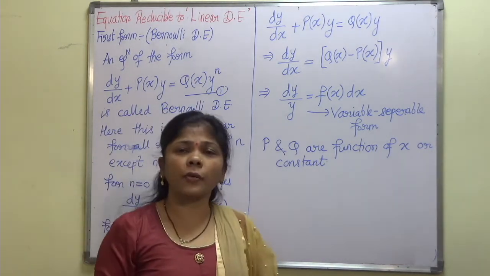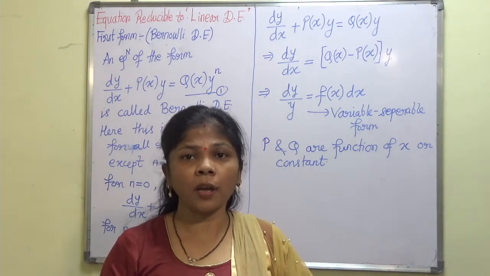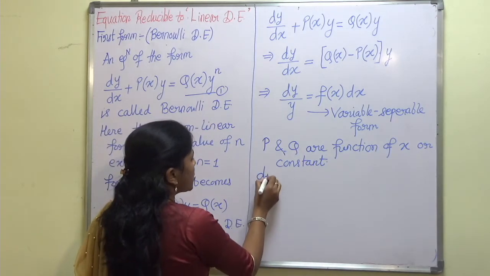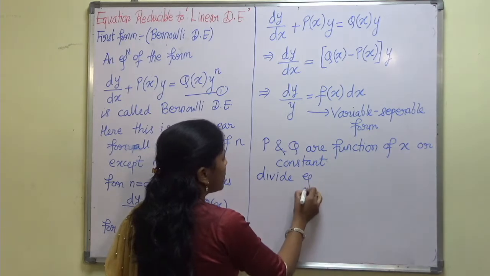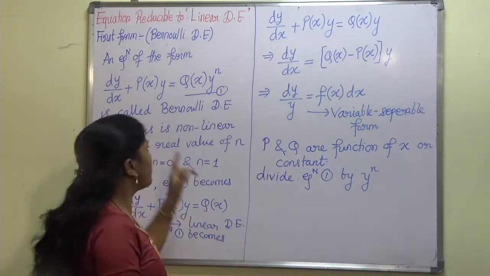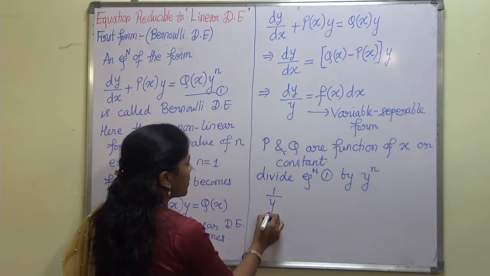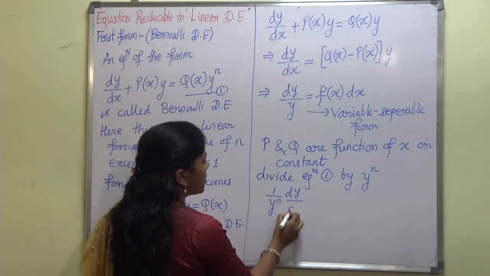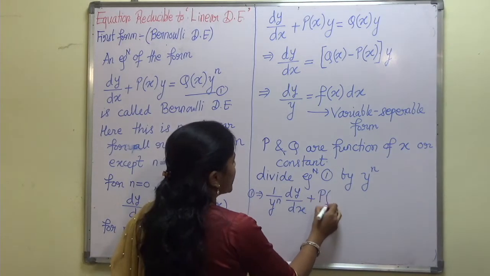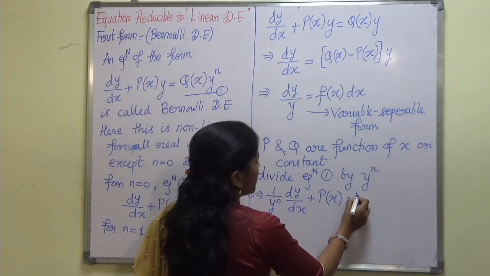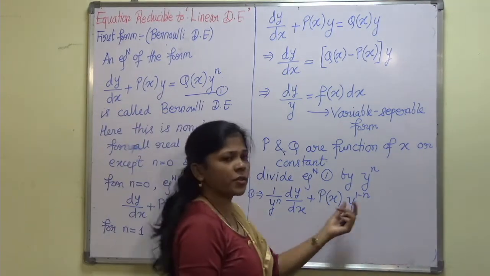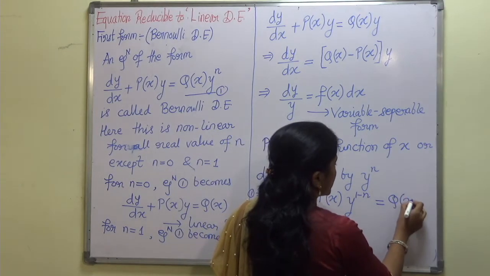Now the question is how to reduce this Bernoulli differential equation into a linear differential equation. For this we will first divide equation 1 by y raised to n. So what we will have is 1 upon y raised to n into dy by dx plus p of x, then y raised to power 1 minus n, if I divide by y raised to n. So according to the law of indices, we have y raised to 1 minus n equal to q of x.